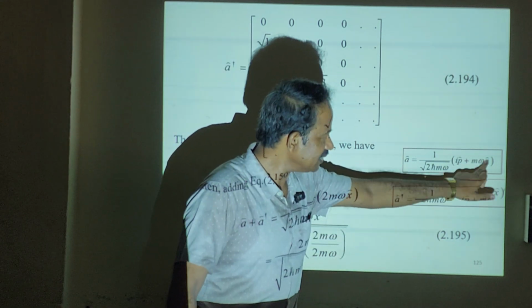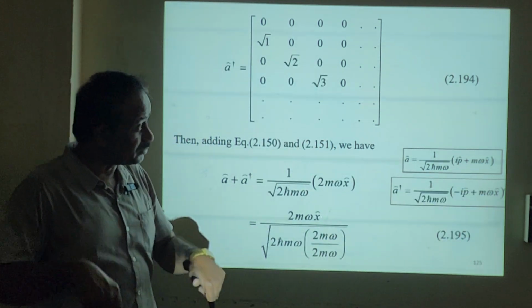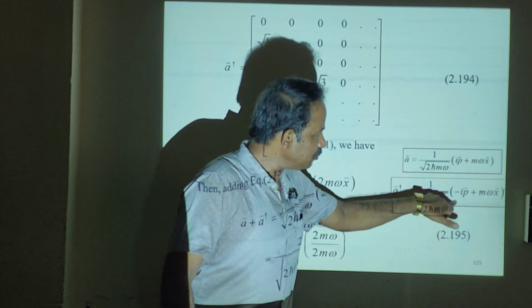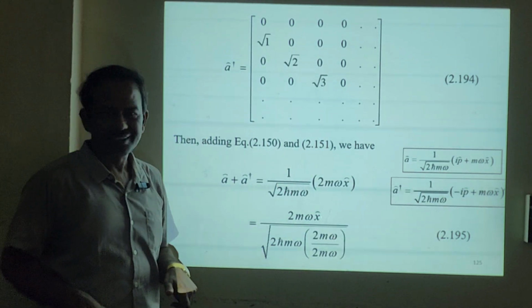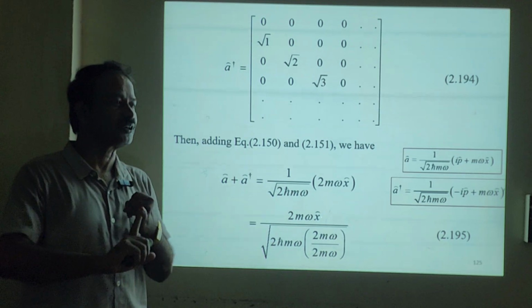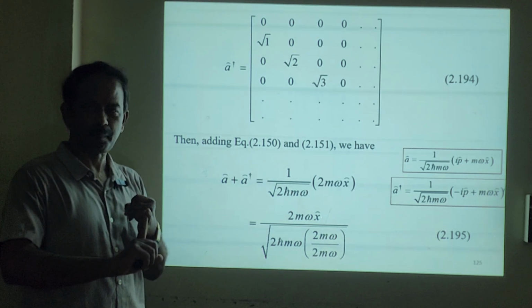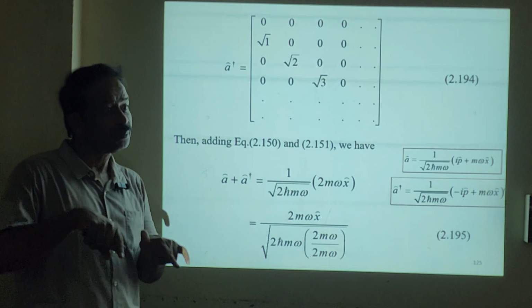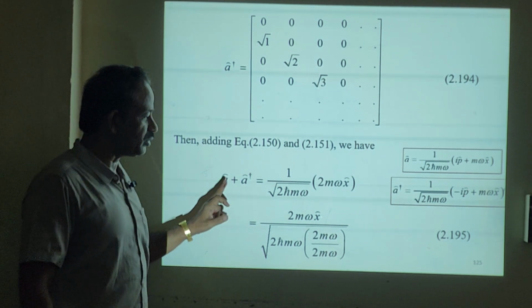And there exists, X will be there. If you subtract, X will get cancelled, P will exist, correct? This is the idea. So when you add A and A dagger, you will get the X component, the X operator. When you subtract, you will get the P operator. So now we are going to add these two.